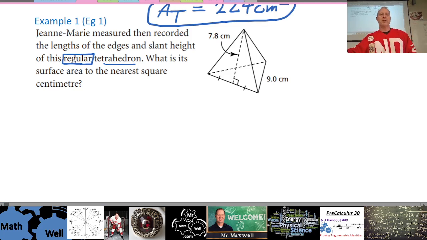All sides are exactly the same. That's what regular means. What is its surface area to the nearest square centimeter? I noticed on your quiz, this was the directive. This was the instruction on your quiz.